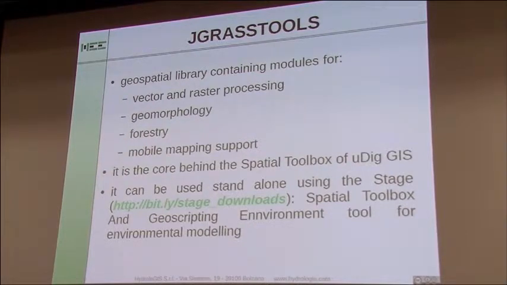HydroloGIS develops mainly environmental models, and we develop the S.r.l library. The S.r.l library contains modules for vector and raster processing, geomorphology, forestry, and mobile mapping support. It is the core behind the spatial toolbox of HydroloGIS, but it can also be used standalone in the application called Stage. It is the spatial toolbox and geoscripting tool for environmental modeling.